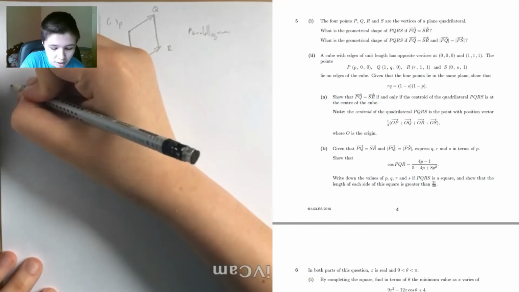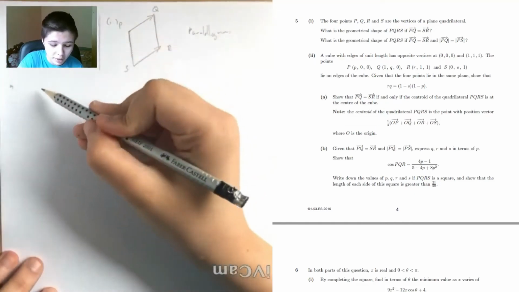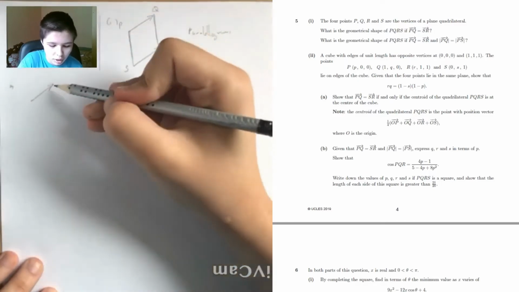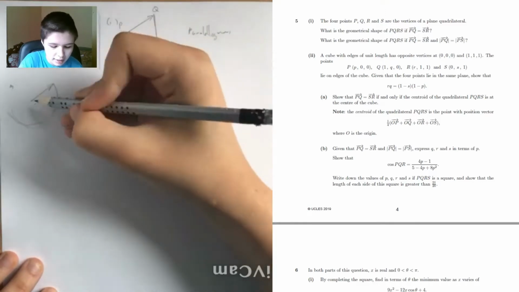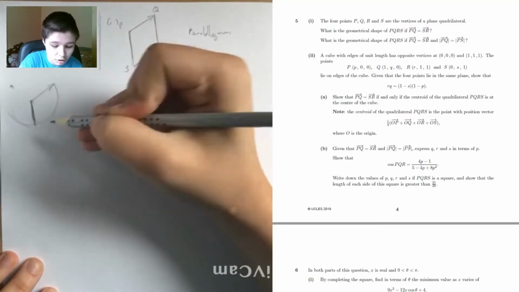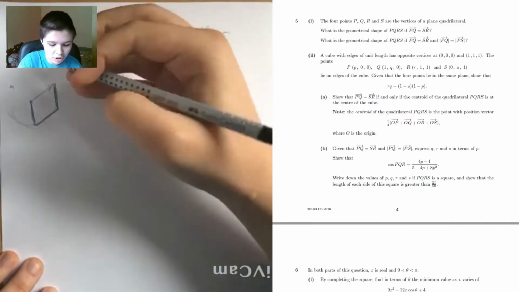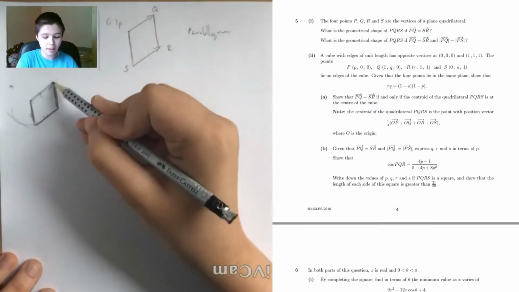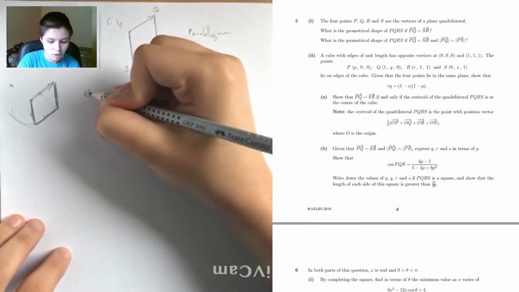Then for the second question of part 1, PQ is equal and parallel to SR, and also PS is equal in magnitude to PQ. And so we have this shape such that the lines are all parallel and the magnitudes of all vectors are the same, and so that's a rhombus.